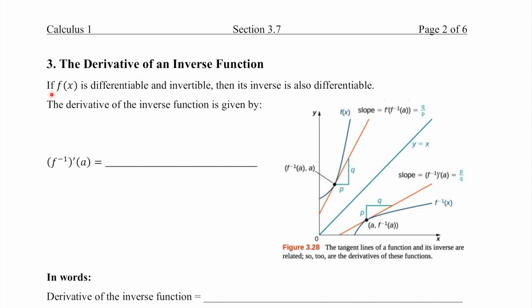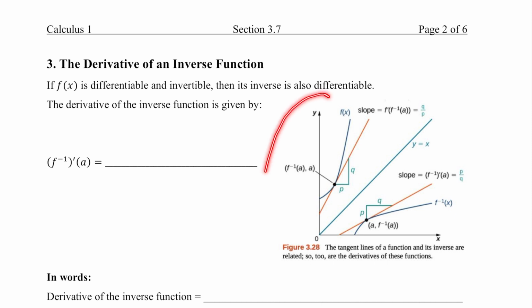Suppose we have a function f of x that is both differentiable and invertible. That means it has an inverse and we can take its derivative. Then the inverse function is also differentiable.